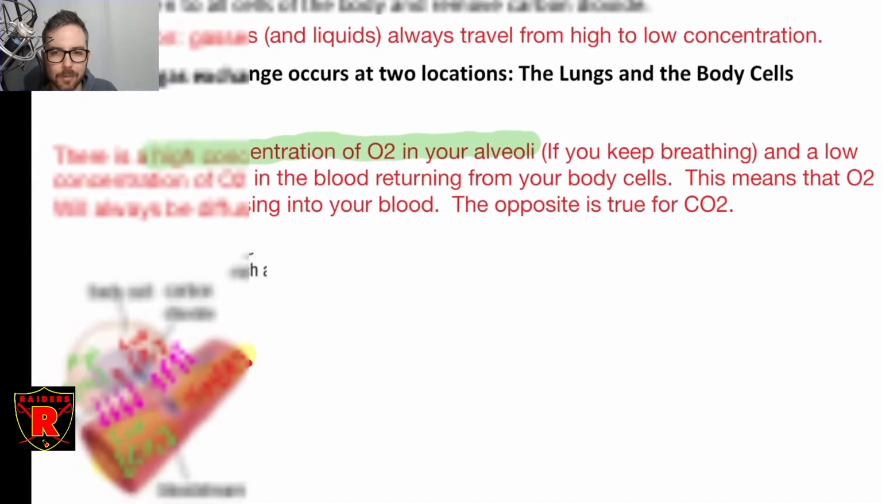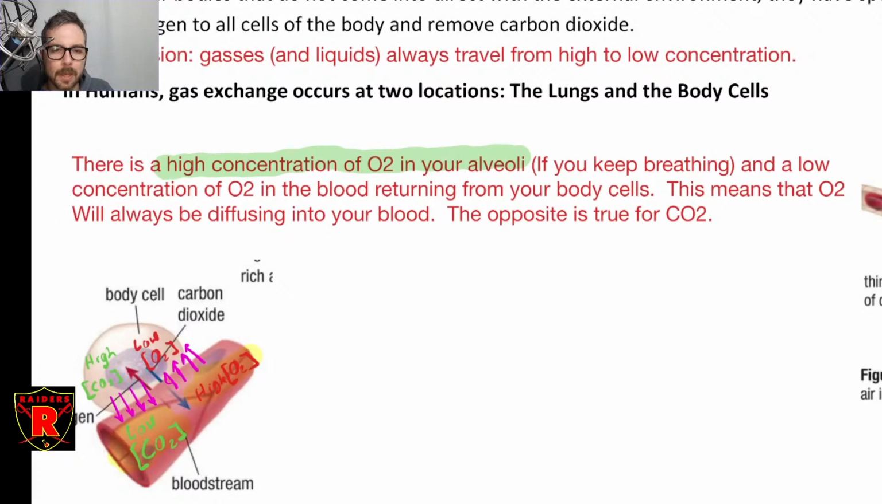So anyway, I have this basically written out in brief here. There's a high concentration of O2 in your alveoli if you keep breathing, which I highly recommend, and a low concentration of O2 in the blood, because that blood is coming back from all of your body cells after they've used up the oxygen. So we have a system where when we send blood out from the heart to the body, it's full of oxygen, and then we have a separate system to collect the used blood, basically the blood that has low oxygen, and return that back to the heart so it can pump it to the lungs.